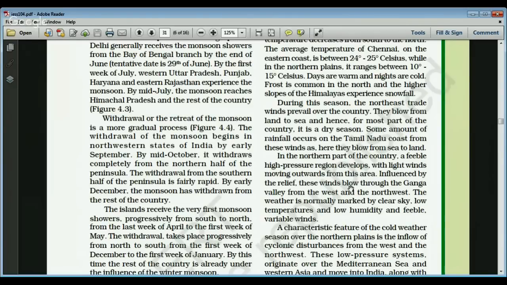But they are dry winds, yet some amount of rainfall occurs on the Tamil Nadu coast because these northeast winds pass through the Bay of Bengal. So because of the moisture present in the atmosphere of the Bay of Bengal, they collect the moisture, and that is why they bring rainfall to the Tamil Nadu coast.